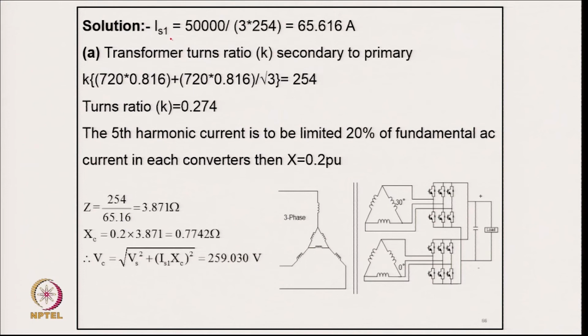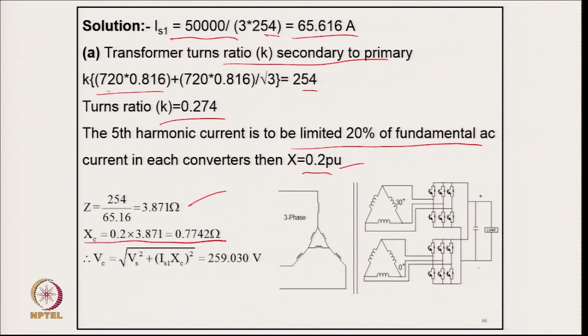So, coming to the solution part, we can find out the fundamental current from power and voltage for unity power factor. So, it comes around 65.616 ampere, and the transformer turns ratio for the given voltage, required 720 volt is the battery, and we have a fundamental voltage of supply 254. So, turns ratio comes 0.274, and the fifth harmonic current to be limited to 20%. So, for this the reactance comes 0.2 ohm per unit, and then from this we can find out the base impedance.